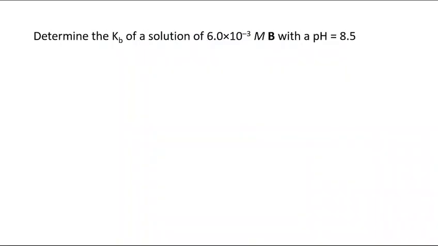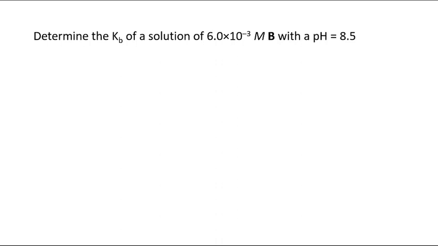In this problem, we're going to be determining the Kb of a solution given the concentration of your base and the pH. One thing that is great about this problem compared to the other ones is that using the pH, we can solve for the concentration of our hydronium ions. And using a balanced chemical equation, we actually don't have to solve for or use a RICE table in order to solve for any of these.